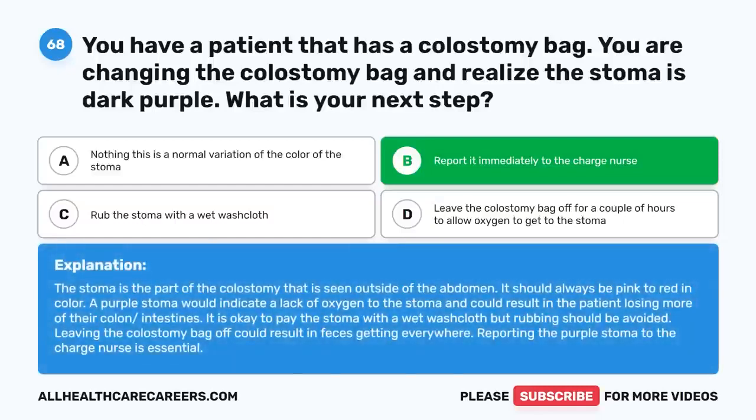The stoma is the part of the colostomy that is seen outside of the abdomen. It should always be pink to red in color. A purple stoma would indicate a lack of oxygen to the stoma and could result in the patient losing more of their colon or intestines. It is okay to pat the stoma with a wet washcloth, but rubbing should be avoided. Leaving the colostomy bag off could result in feces getting everywhere. Reporting the purple stoma to the charge nurse is essential.